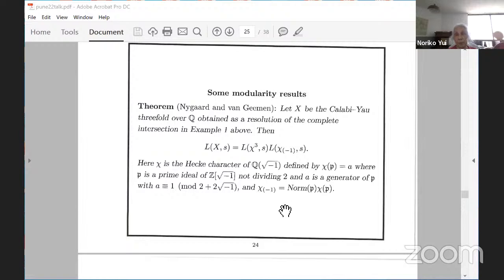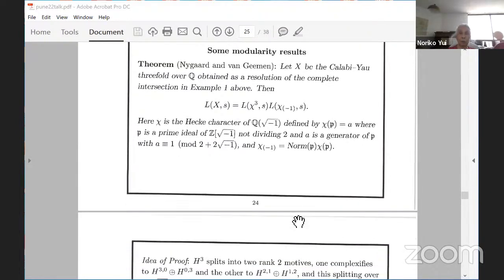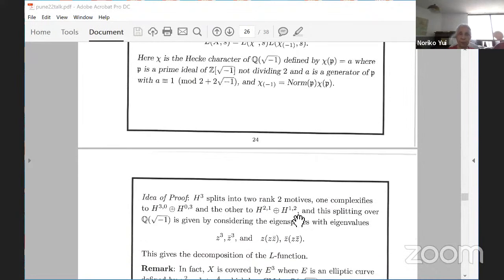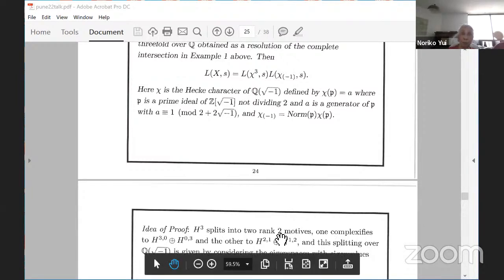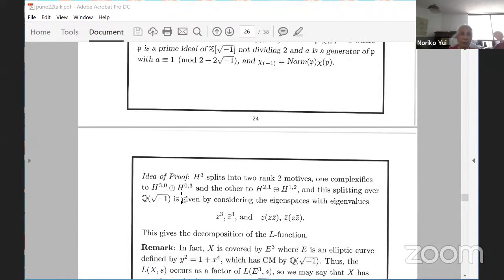So this is a disappointment, a big disappointment. We are not getting any new modular forms or anything. We don't want to have Hecke characters. But the idea of a proof is the idea we're going to use later. You remember, the L function was defined using the third homology group. The decomposition means the third homology group has to decompose into rank 2 motives. In this case, the rank 2 motives are H^{3,0} plus H^{0,3}.